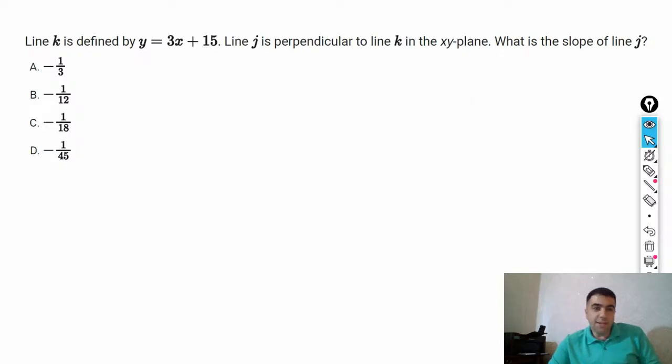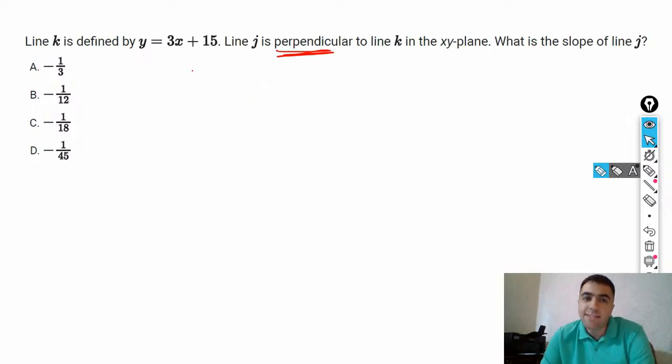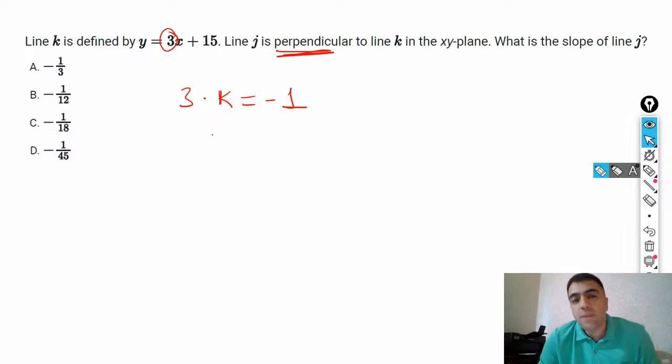Turan Bey said it is A. Let's solve together, Turan. In the xy plane, if two lines are perpendicular, we know that the slope 3 and the other one's slope k should multiply to equal negative 1, right? So k is equal to negative 1 over 3. So it is A, Mr. Turan, you are right.